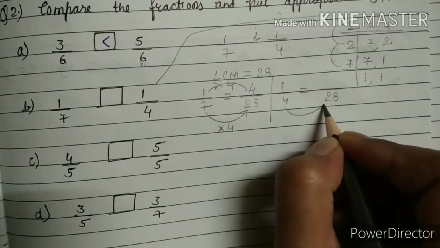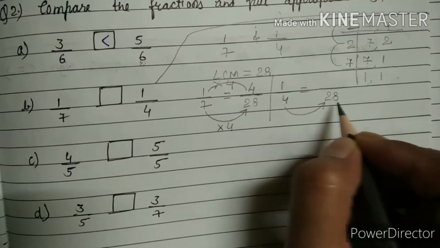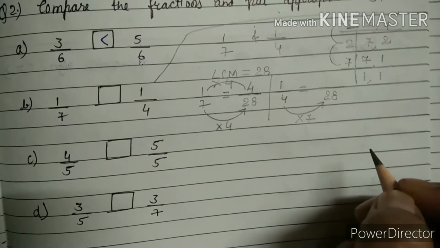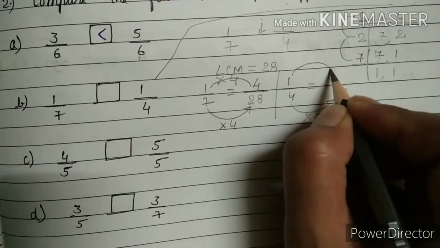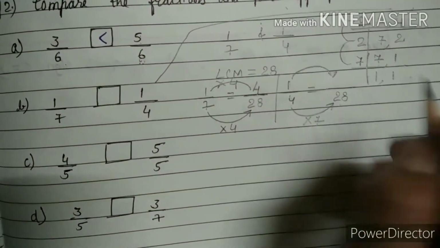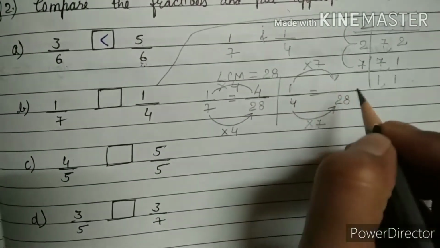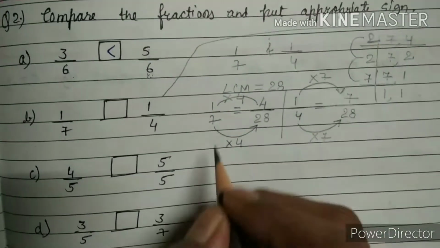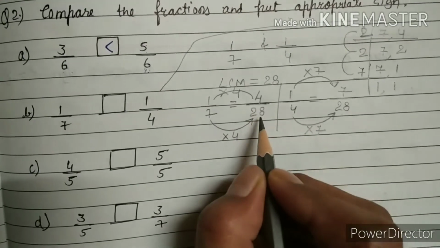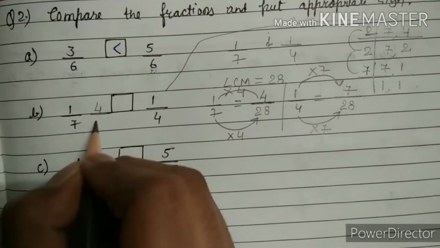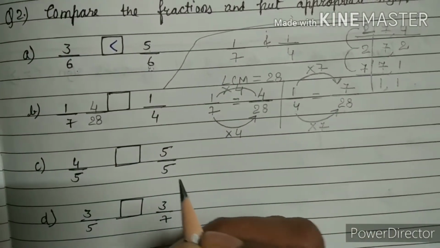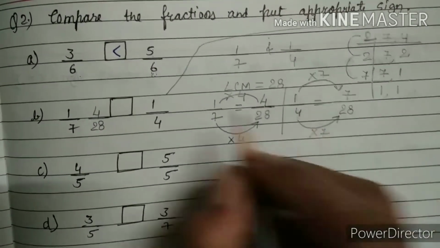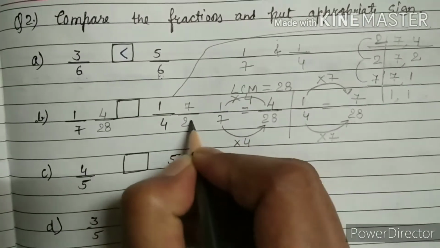So in the table of 4, how many times can we get 28? In 7 times we will get 28. So the same 7 we have to multiply in 1. So here 7 will multiply in 1, that will become 7. So you can see 1 by 7 will become 4 by 28. Here with the help of a pencil I am writing 4 by 28. And 1 by 4 will become 7 by 28.